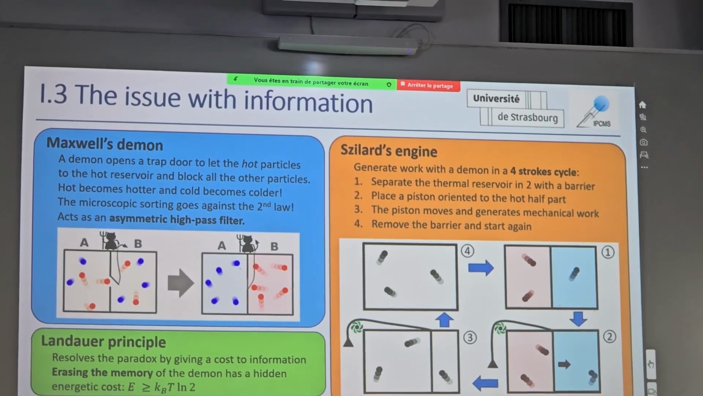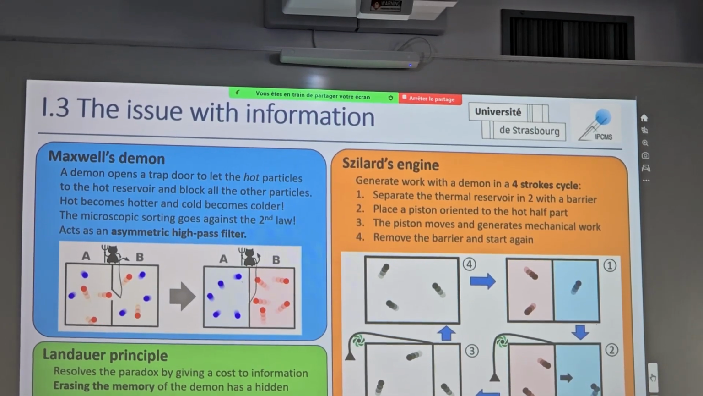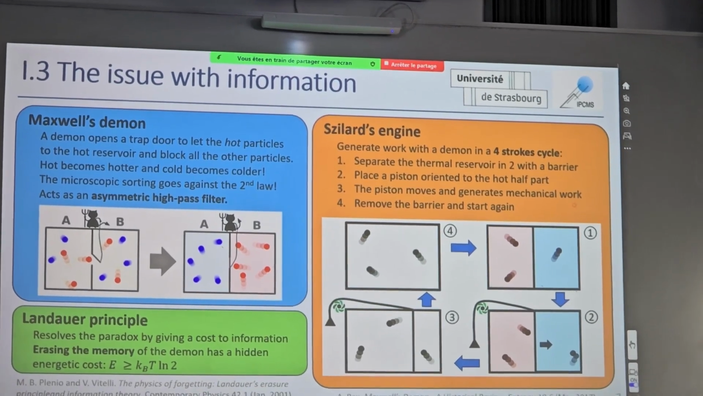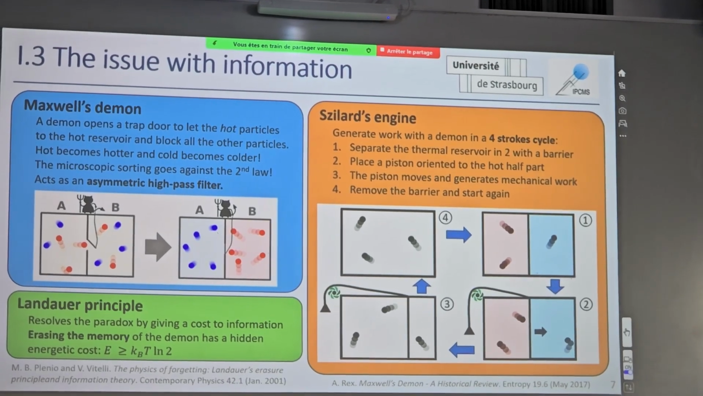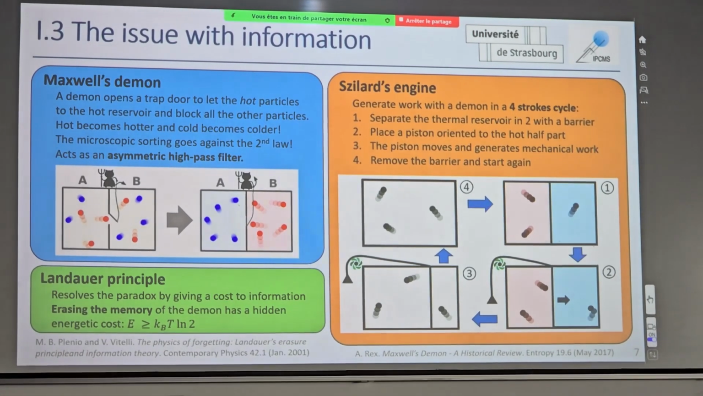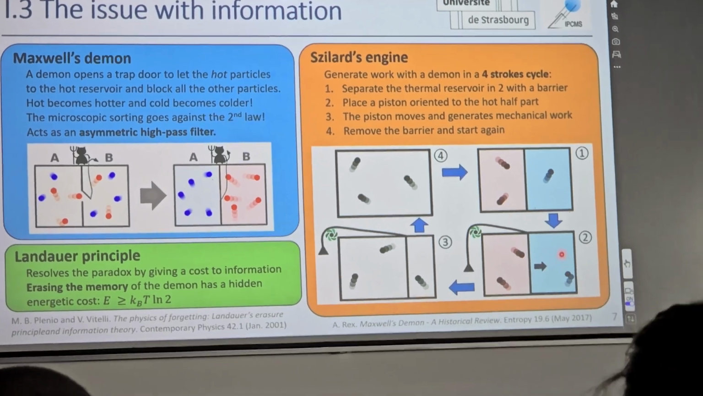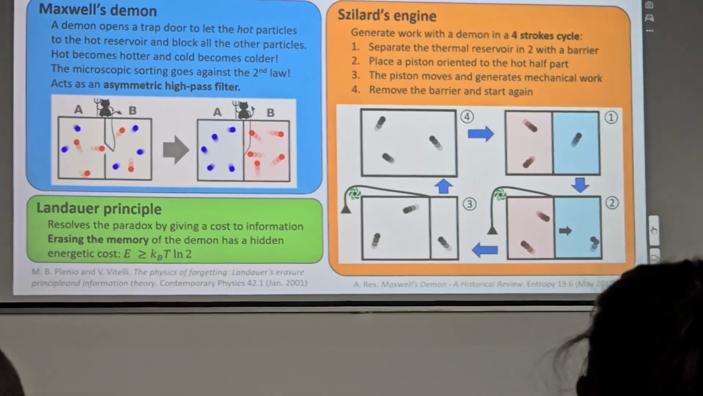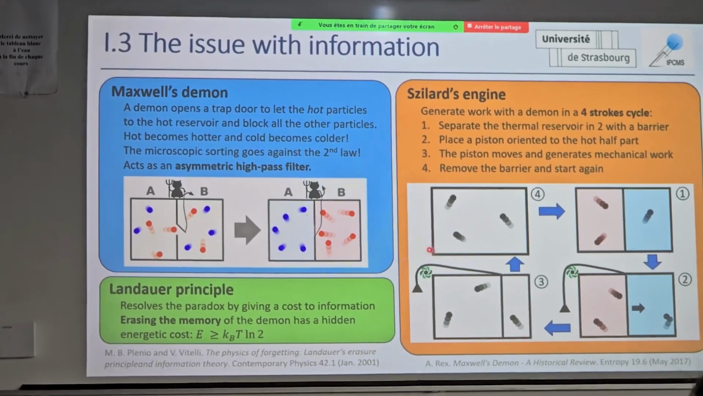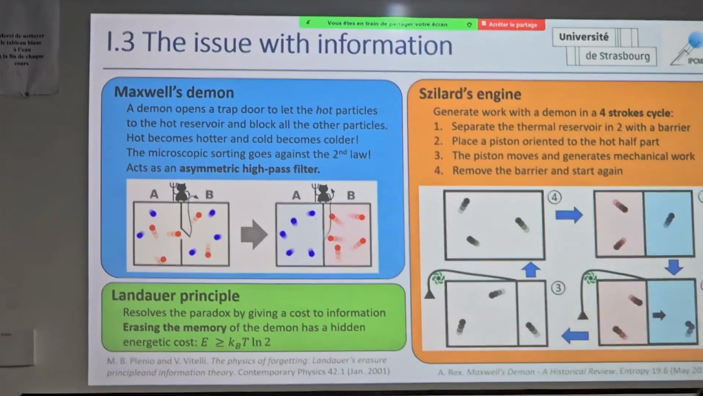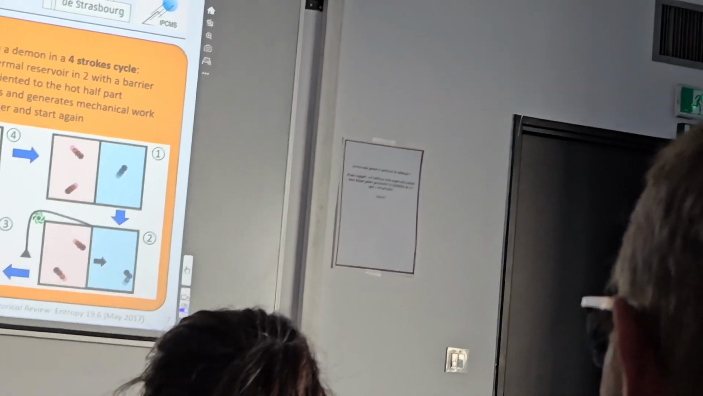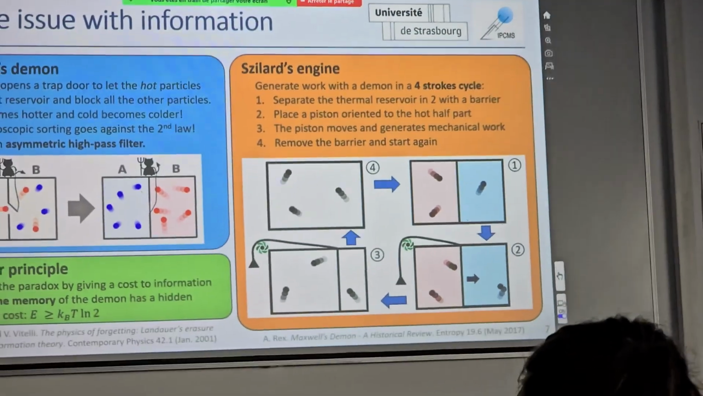So take a box, and it works in 4 strokes. First, take a box at equilibrium, then divide it into 2 parts. You will have more particles in one box than in the other, such that you can place a piston facing the hot bath with the higher number of particles, and this piston will move, and so you can harvest the movement of this piston and convert it into mechanical work, and then finally you can remove the barrier and start the cycle again.